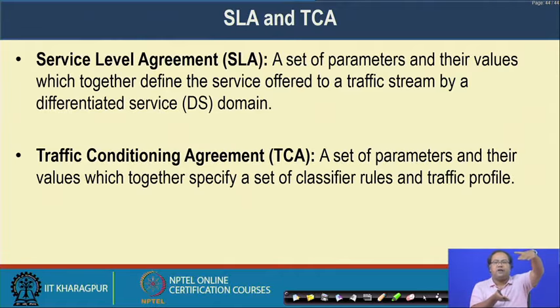So, this traffic conditioning agreement is an agreement which says that I have this fixed set of classes and your packet will belong to one of these fixed set of classes. So, tell me in which class you want to purchase service. If you say that I want to purchase class 1, you have to pay more money. If you say that I want to purchase class 2 service, you have to pay a little less money, and so on. That we call the traffic conditioning agreement.